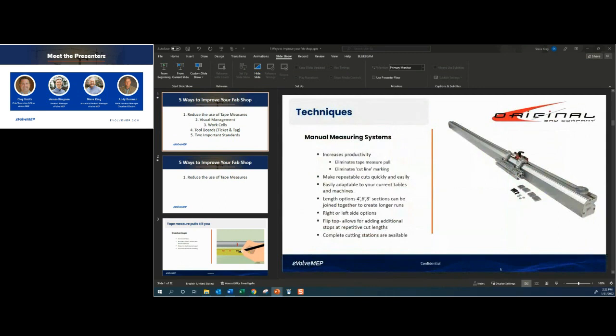One of the things I am a fan of, and I'm not working for any of these companies and I'm not promoting their products, I use them here as an example, are manual measuring systems that are out there. This original saw company happens to have some that I really like, and these manual stop systems increase productivity and eliminate the cut line marking.